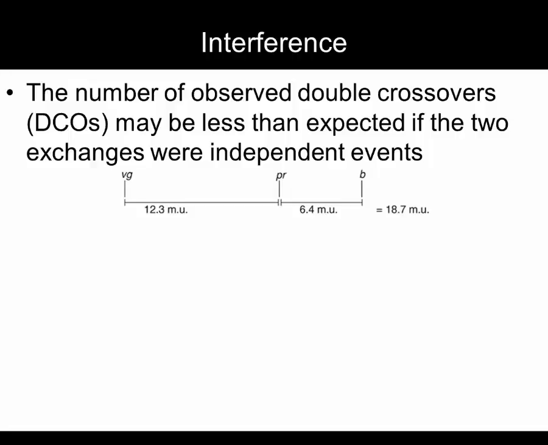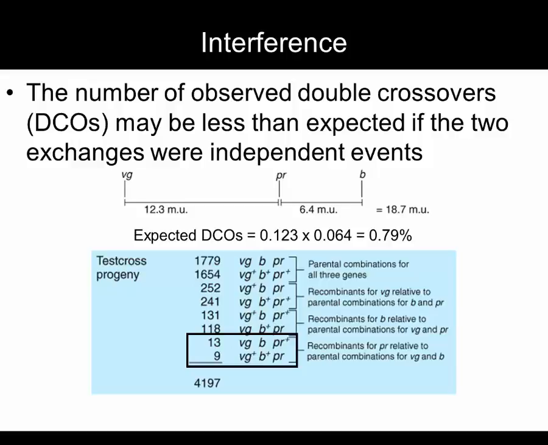With 12.3 map units between VG and PR, the probability of a crossover between them should be 0.123. And there are 6.4 map units between PR and B, so the probability of a crossover there is 0.064. If we treat these as independent events, we can use a product rule. So the expected probability of both occurring would be 0.0079 or 0.79%. However, we only observed double crossovers in 22 of the 4,197 progeny, which is 0.52%.